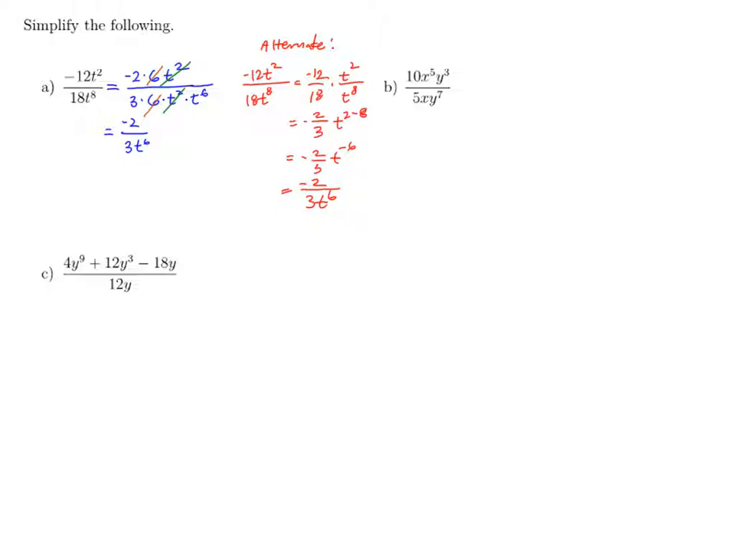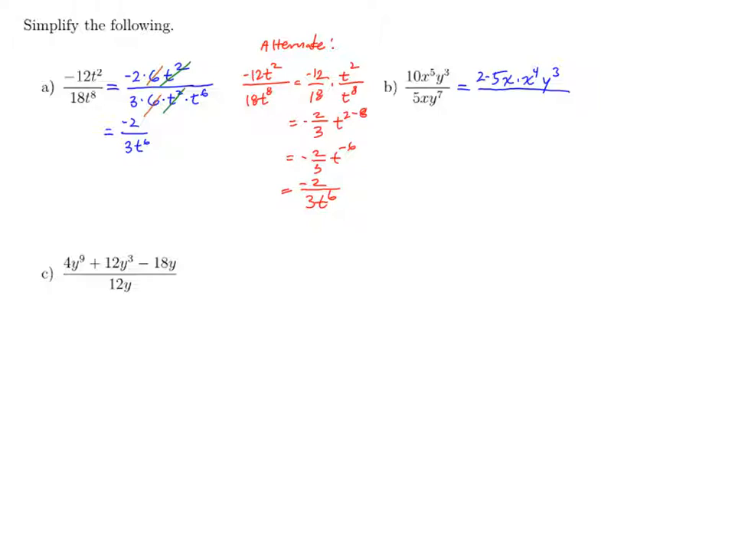Looking at our next example, we have 10x to the 5th y to the 3rd over 5x y to the 7th. Again, I'll approach this from factoring, though I could also use the rules of exponents directly. 10 and 5 have a factor of 5 in common, so I can think of this as 2 times 5. X to the 5th and x, I'm going to want to cancel a factor of x from each of those, so I can write x to the 5th as x times x to the 4th. And y cubed and y to the 7th have a common factor of y cubed, so I'll leave that y cubed in the numerator. My numerator now reads 2 times 5 times x to the 4th times y cubed. And it's written that way so that I can see exactly what's going to cancel.